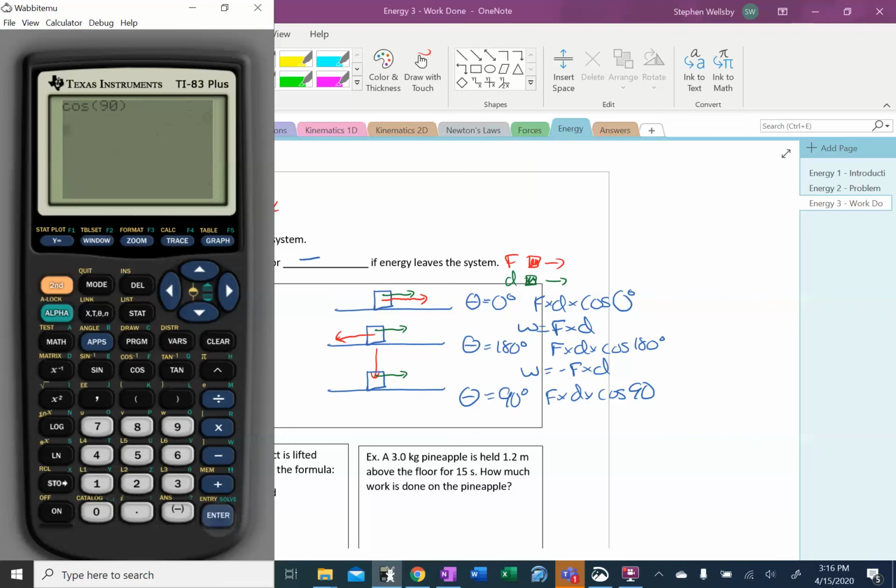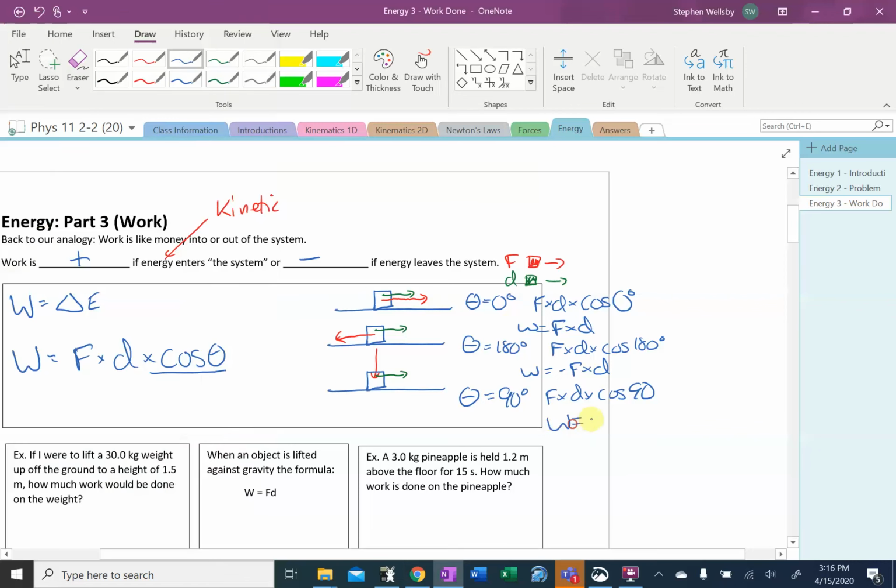Cos 90 is 0. So in other words, the work done equals 0 when the two vectors, the force vector and the distance vector or displacement vector, are perpendicular to each other. So hopefully this makes sense. If I'm on a skateboard, for example, I'm pushing down on the skateboard as I'm standing on it.